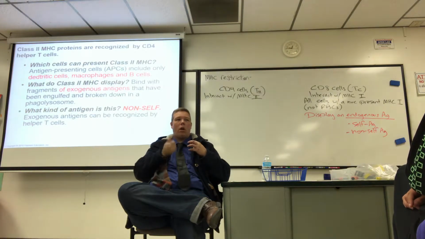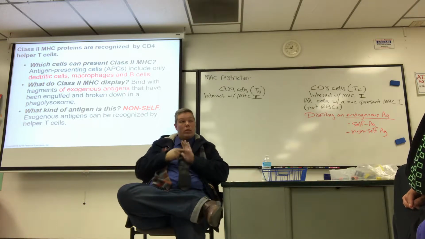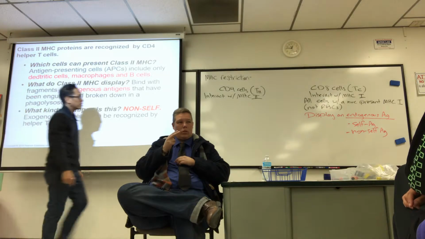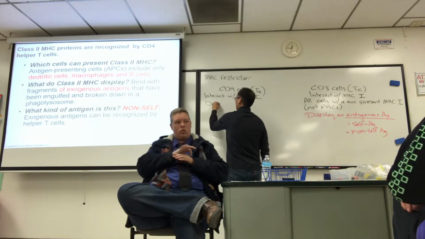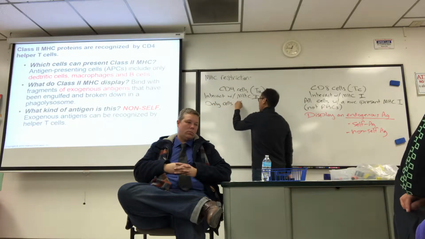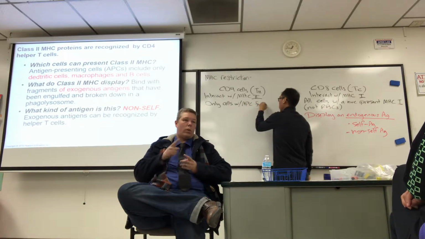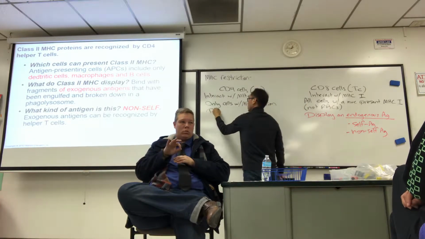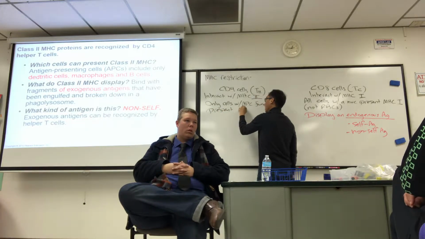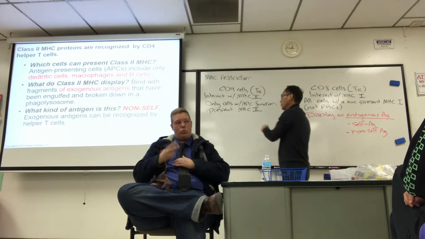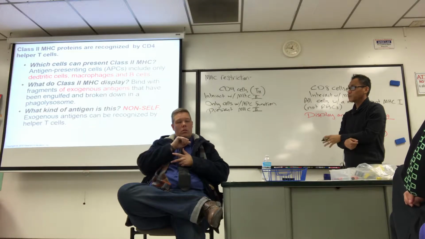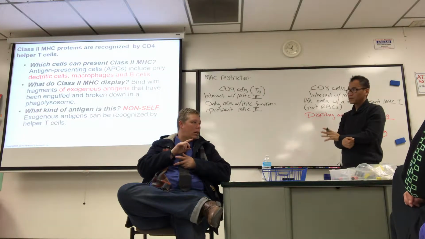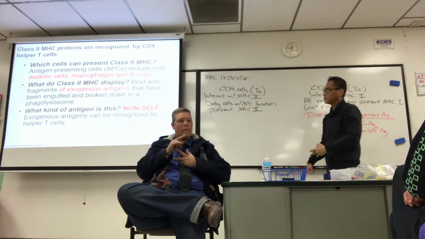Now, class 2 is different. Class 2, we'll ask the same questions. Which cells present class 2 MHC? Only the ones that have the APC function. Only cells with that APC function role, if you will, present MHC class 2. And I already listed the 3 kinds of cells: dendritic cells, macrophages and B cells. So what do they display? They're displaying, by design, an exogenous antigen, something they've eaten.